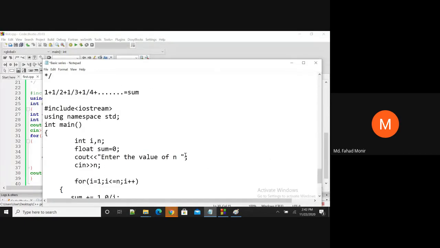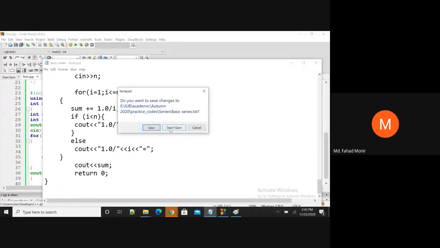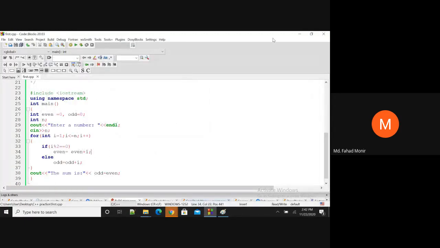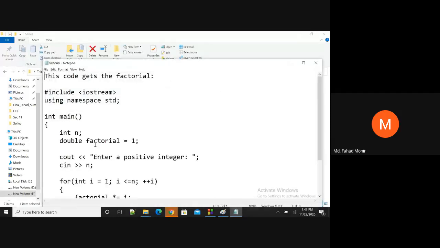So here we have another problem. This kind of thing you can do very easily. Okay, so let us move to the next practice problem. So here we have the factorial. We haven't done the factorial yet, right? Fibonacci series, have we done the Fibonacci series? No, sir. We haven't done the Fibonacci series. Okay, now let us see how to do the factorial.